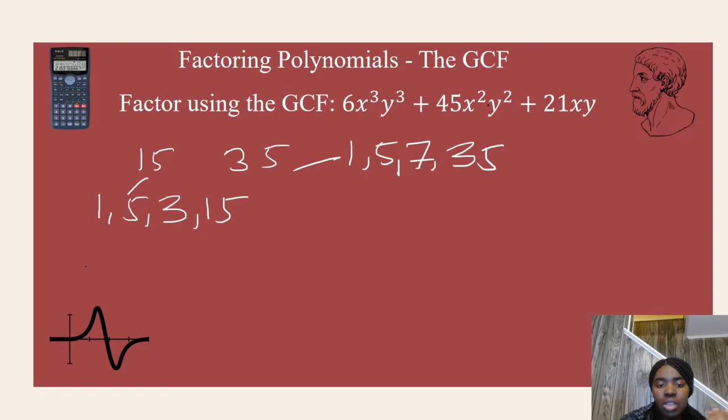Okay, awesome. So you have these factors. What are the common factors? You have 1 and 5 as the common factors. What's the greatest common factor? 5. So 5 is the GCF. It's that simple.